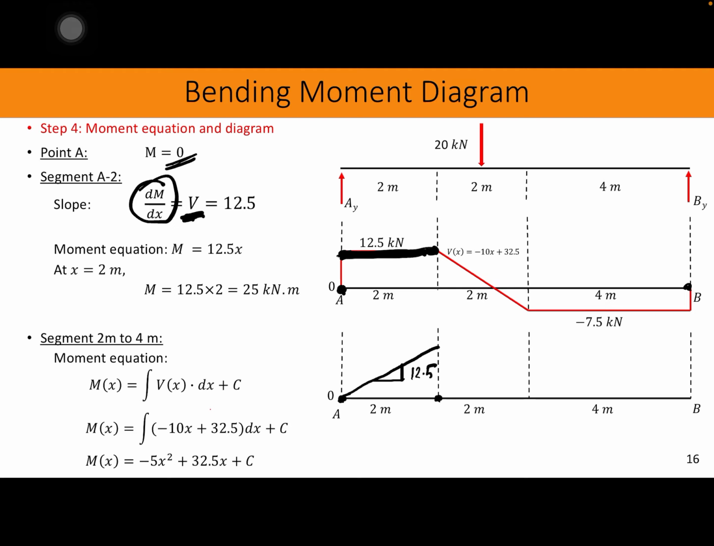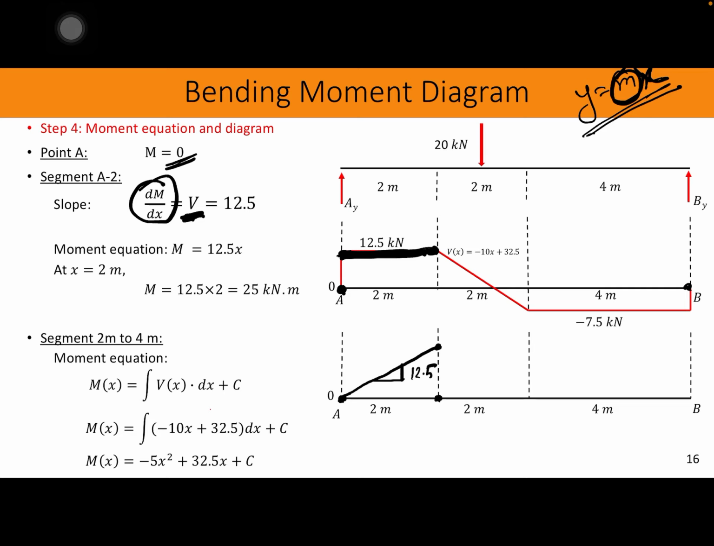Okay, now the question is: how much would be the value of the moment at point 2? We don't know that, right? So we know the equation y equals mx. This equation is nothing but a straight line passing through the origin, right? And the slope is m right here.